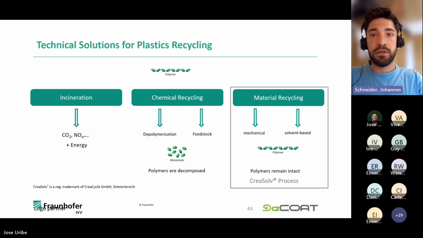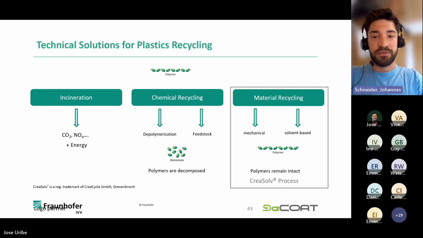And the third solution for recycling is material recycling, where, in contrast to chemical recycling, the polymer chains remain intact. One option for that is mechanical recycling, where the polymers are, easily said, just remelted and brought into a new shape. Of course, it's more complicated than that, but simplified, it's just a remelting process.